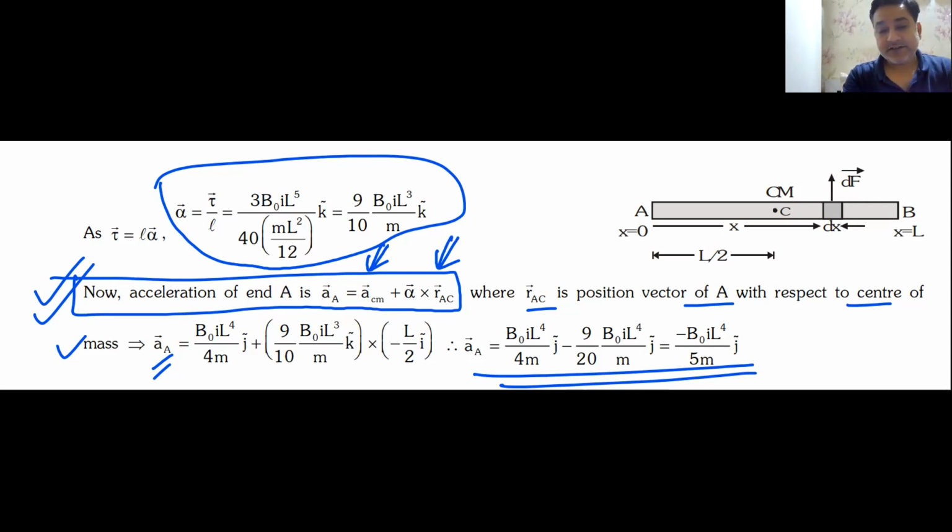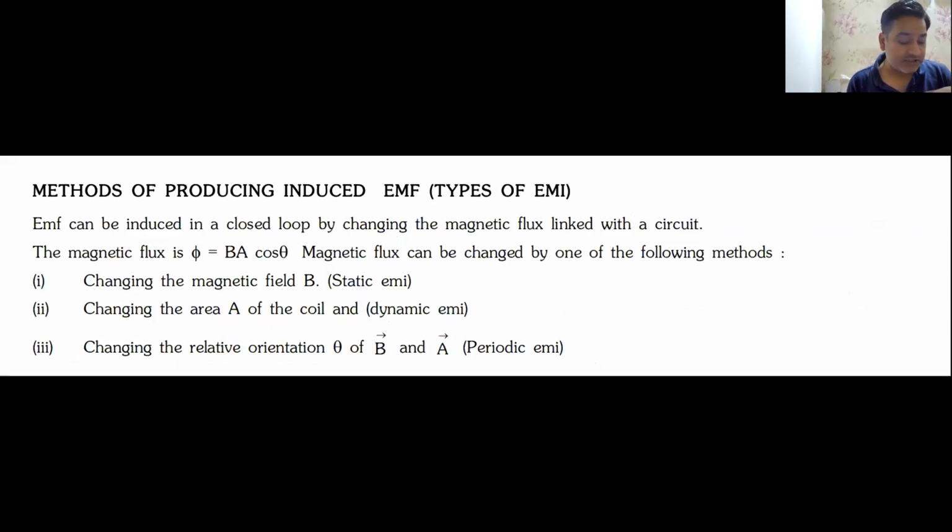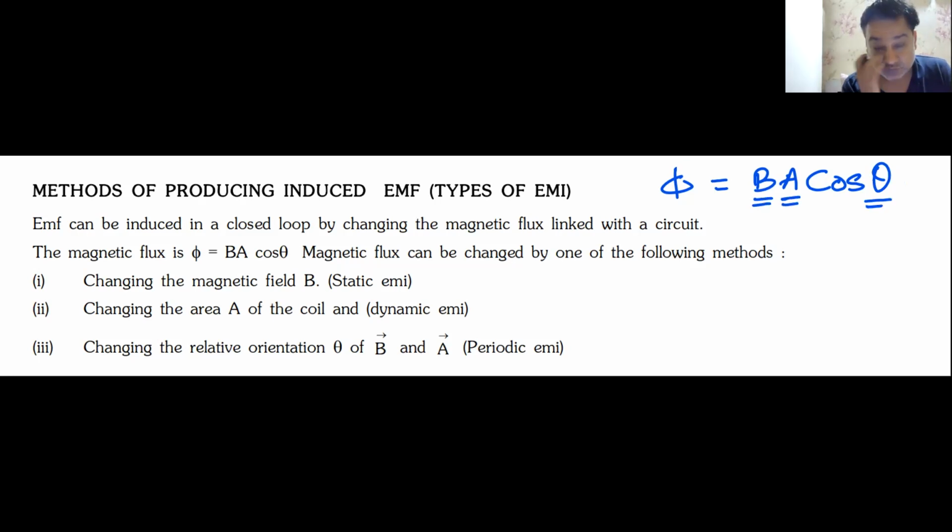Okay. Now let us move and see in how many ways you can change the magnetic flux. Remember, the simplest formula that I have created for magnetic flux is BA cos theta. Yes or no? Yes, sir. BA cos theta, where B is the magnetic field, A is the area, and theta is the angle between B and A. Yes or no?